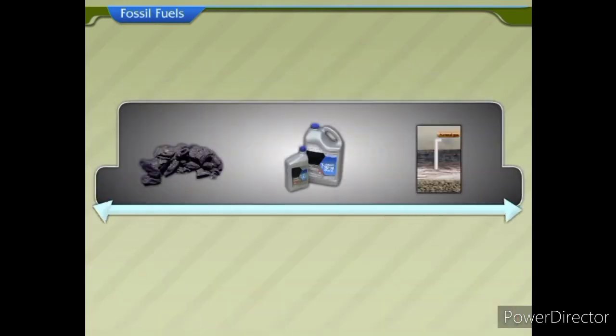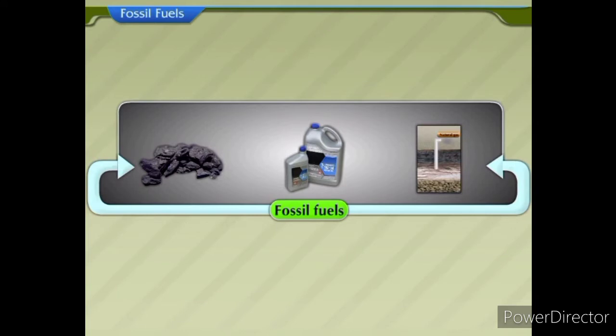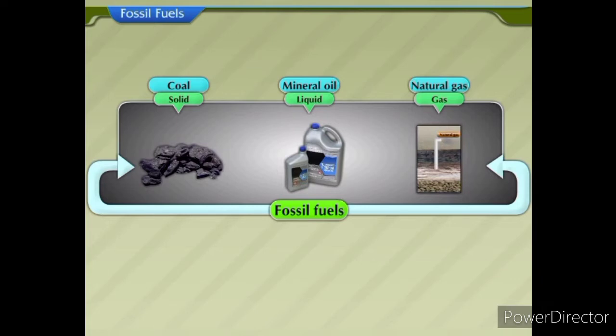It is interesting to know that fossil fuels exist in all the three forms, that is, solid, liquid, and gas. Coal, mineral oil, and natural gas are examples of these three forms respectively. Let us understand and learn about these three fossil fuels.